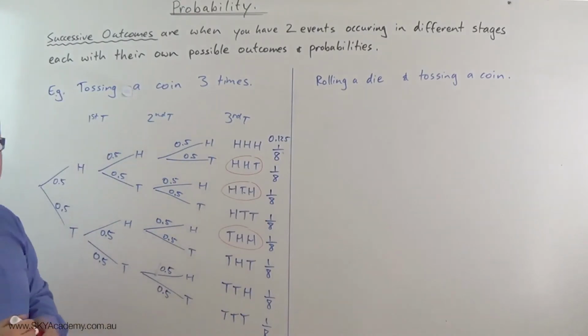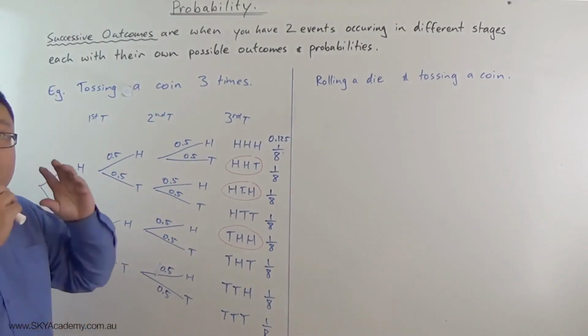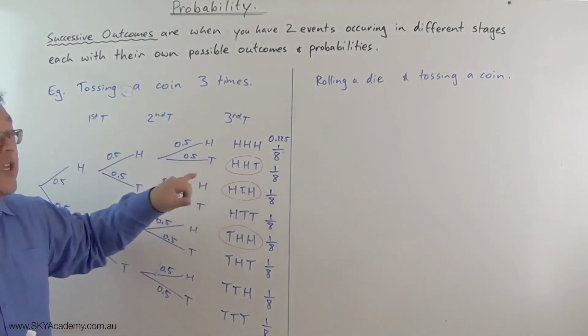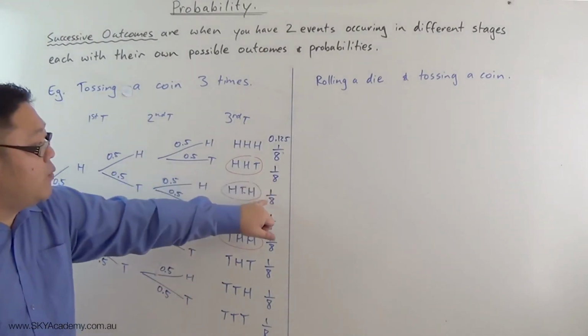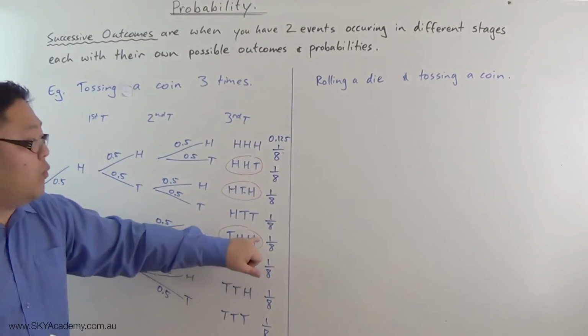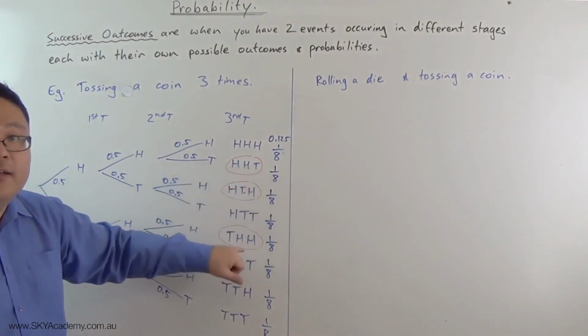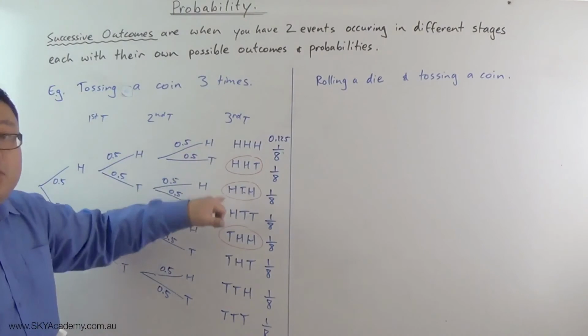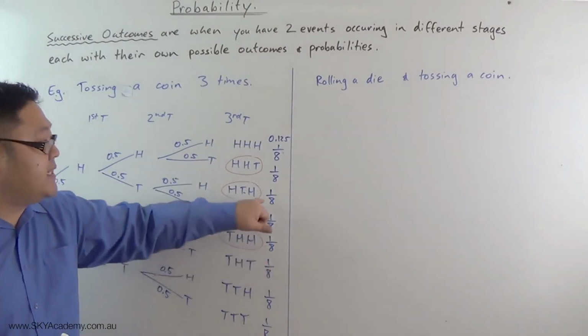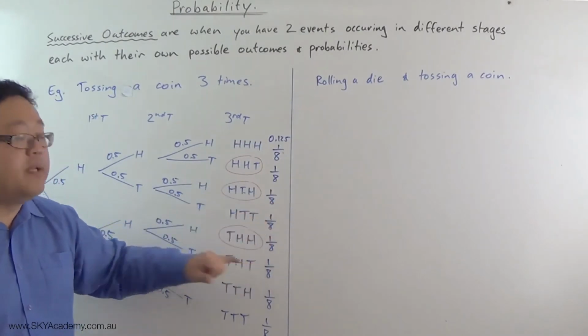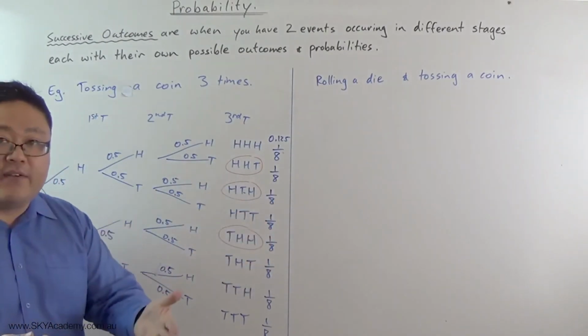So what would be the probability of tossing 3 coins so that you have 2 heads and 1 tail? It would be 1 out of 8, 1 out of 8, and 1 out of 8. What would you do with these 3? Well, we know that they're mutually exclusive events, so all we'd have to do is add them together. 1 out of 8 plus 1 out of 8 plus 1 out of 8, which is 3 out of 8.